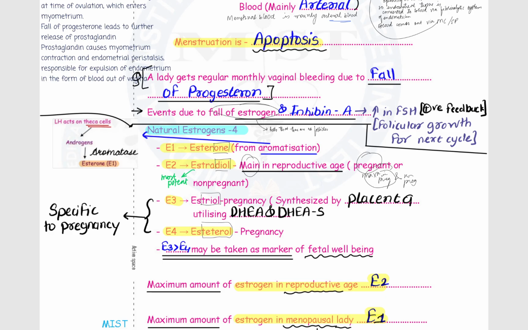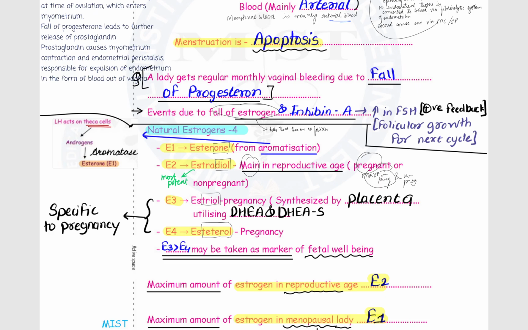Now we have 4 types of natural estrogens. E1 is estrone, estradiol is E2. Estrone is from aromatization. Aromatization was occurring in granulosa cells due to FSH, not due to LH. E2 is estradiol. It is the main one in the reproductive age, whether pregnant or non-pregnant, and it is the most potent as well. In most of the females, it is estradiol which is high.